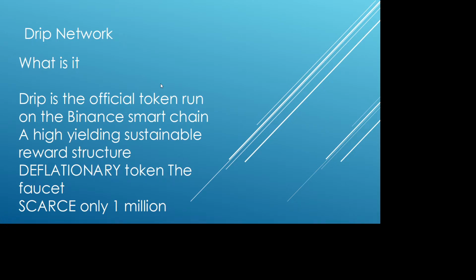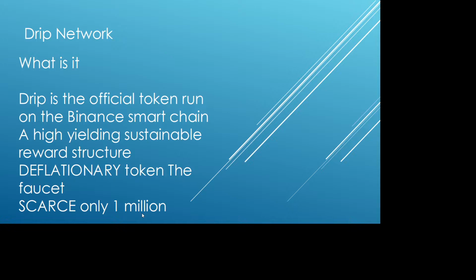Hello and welcome. I'll be discussing the drip network today and what it's about, looking at some of the reward structure and how it works. So basically, drip is a token run on the Binance Smart Chain, a high-yielding, sustainable reward structure. It's deflationary.